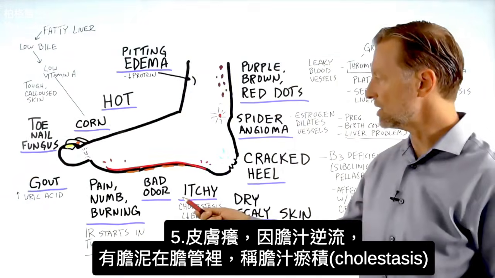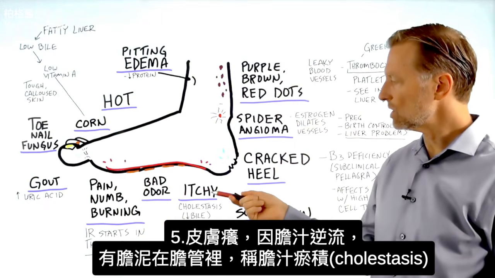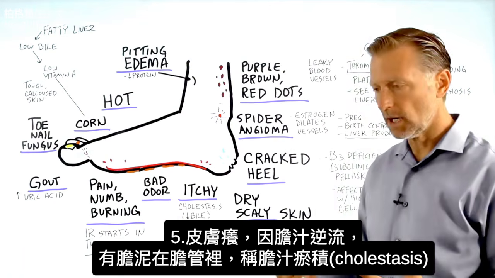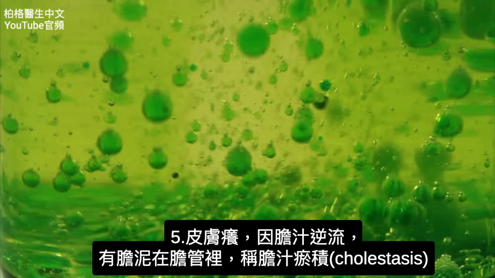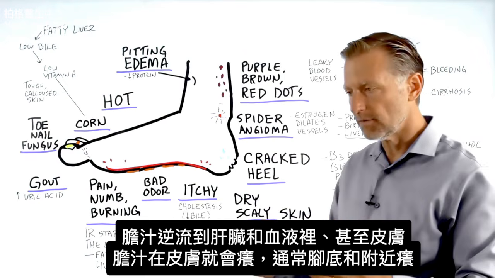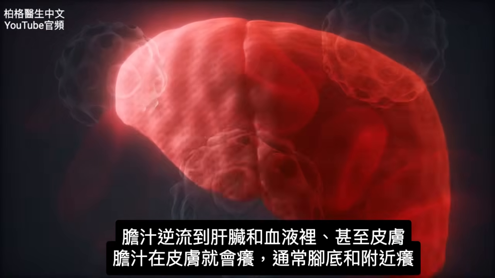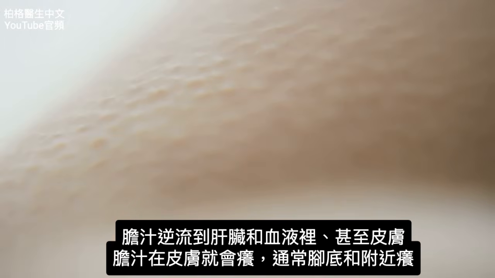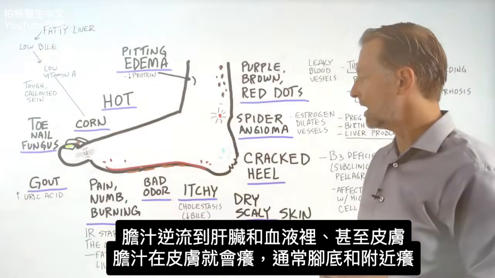All right, the next one is itchy skin. This usually is a condition where the bile is backing up because there's some type of sludge in the bile ducts. And the term for that is called cholestasis. So we're having this backup of bile that backs up into the liver, it backs up into the blood and into the skin. And if there's bile in the skin, you are going to experience itchiness.